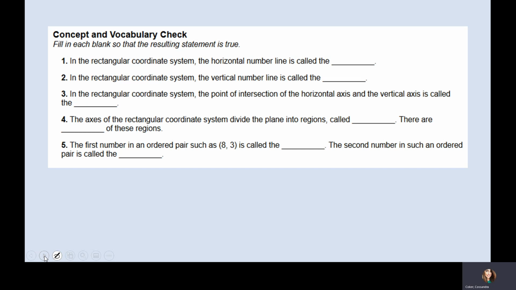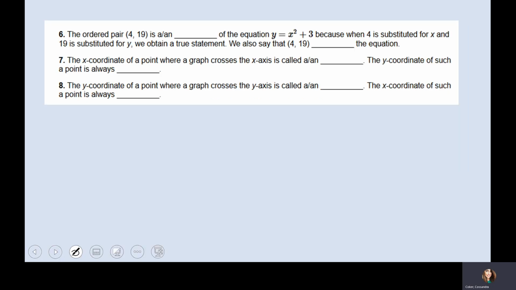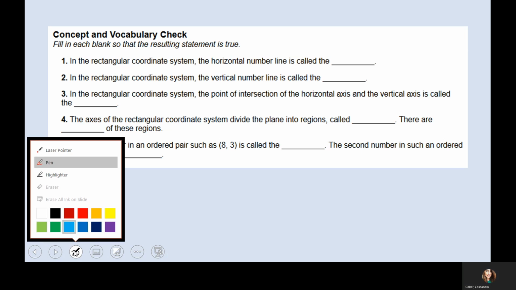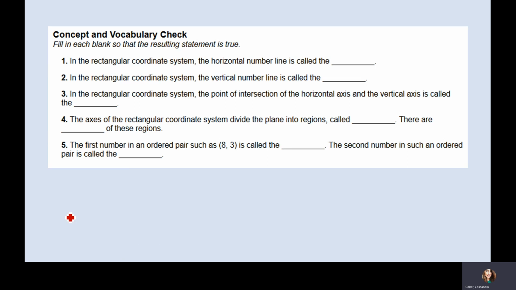In the rectangular coordinate system, the point of intersection of the horizontal axis and the vertical axis, what do you call that middle point? The origin.